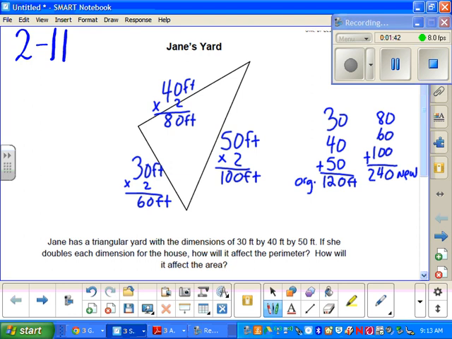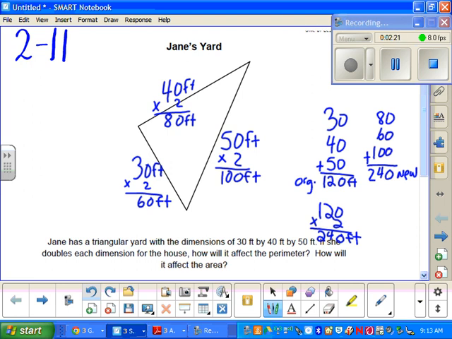That's our new one. So as you can see, something happened with the perimeter. What happened was we multiplied each dimension by 2, and that affected the perimeter because the original times 2 will give you the new perimeter. So if we did 120 times 2, oops, 120, that gives us our new perimeter of 240 feet. So that's how it affected the perimeter.